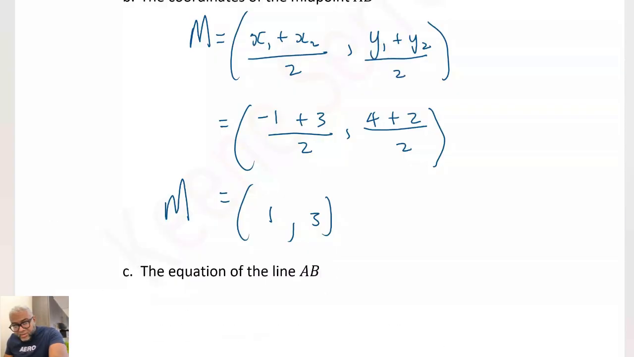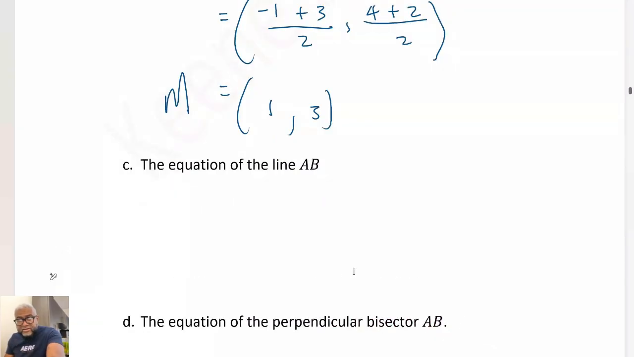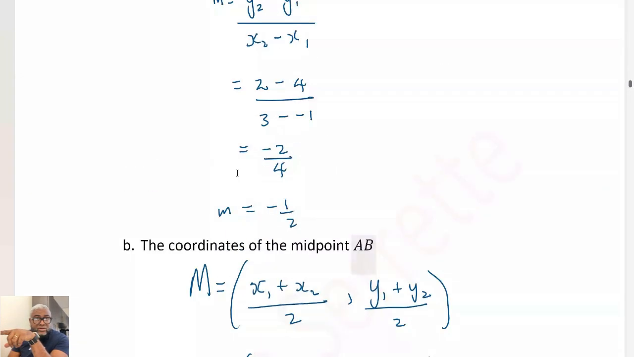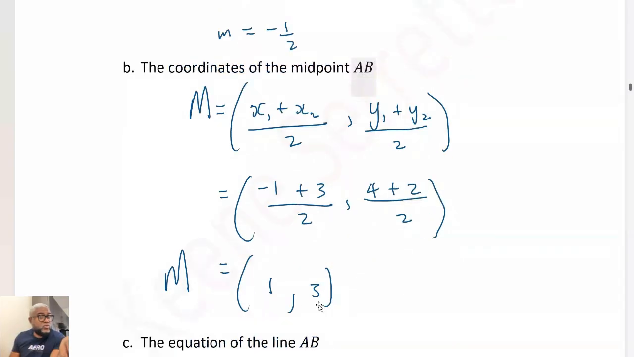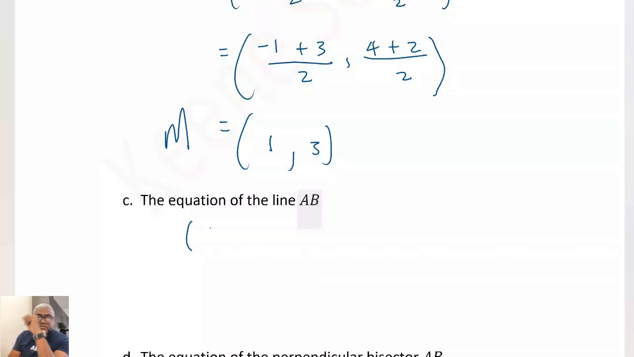So those are the easier ones. The equation of a line is a little tougher. Now they want us to find the equation of the line AB. To find the equation, you must have a coordinate on the line. We will work with x1, y1, which is -1, 4. If I use 3, 2, or 1, 3, all points are on the line, and you will get the same answer. I'm going to use the first coordinate.